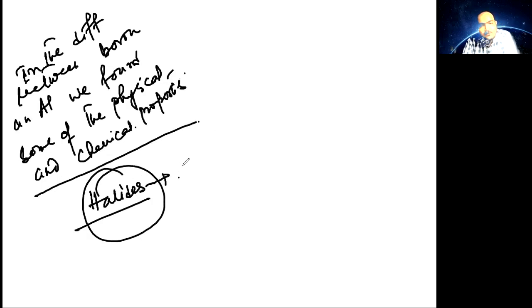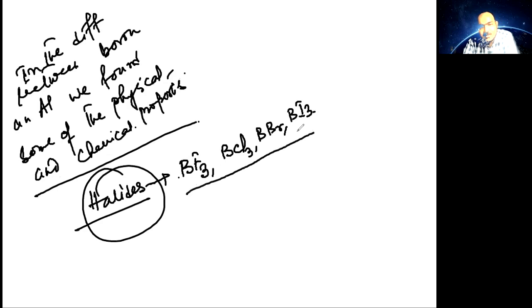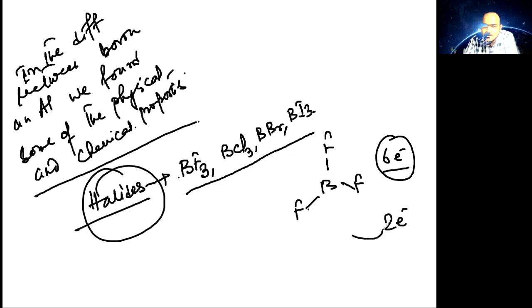Boron halides. Boron forms almost all kinds of halides such as BF3, BCl3, BBr3, and BI3. All of them are Lewis acids, because you can see the structure. The octet is not satisfied. There are 6 electrons in the outermost shell, so it has a deficiency of 2 electrons, so it will form a complex. So BF3 will also form a complex.